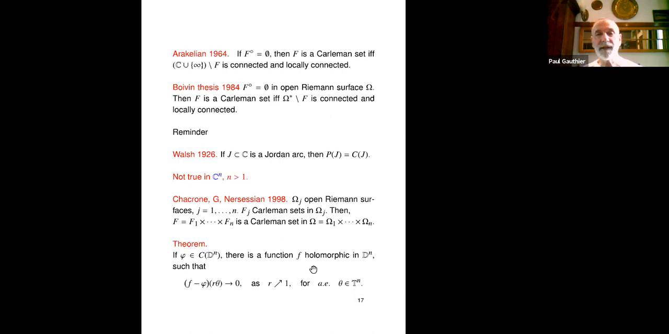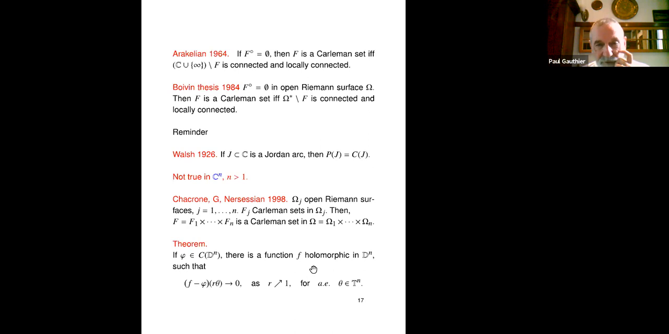For arbitrary domains, no, I repeated for the entire case, and then Boivin, in his thesis, extended the theorem to arbitrary open Riemann surfaces. So given a closed set on an open Riemann surface, we want to approximate functions continuous on it by functions holomorphic on the whole Riemann surface.